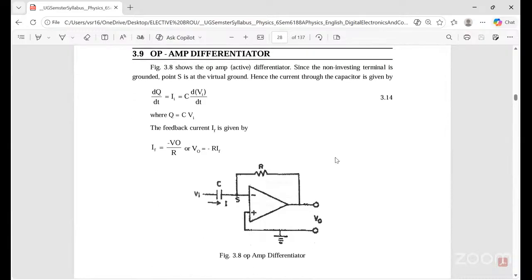Next, the operational amplifier differentiator. In place of the capacitor, a resistor is occupied, but the input resistance is also there; in place of it, a capacitor is to be considered. First of all, you should practice the circuit diagram, then only you can easily understand it: for the integrator, what you are considering, and for the differentiator, what you are considering. That is the case. Next.